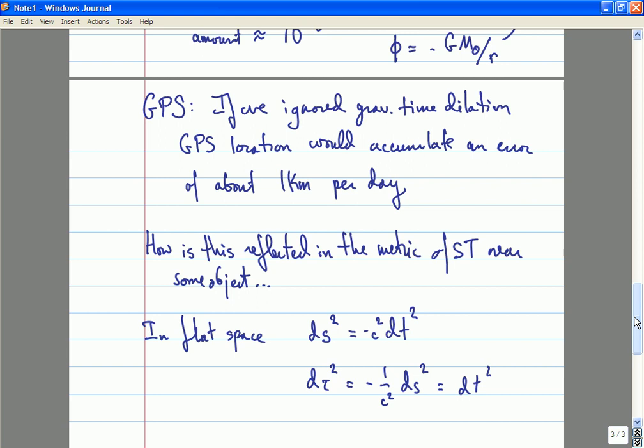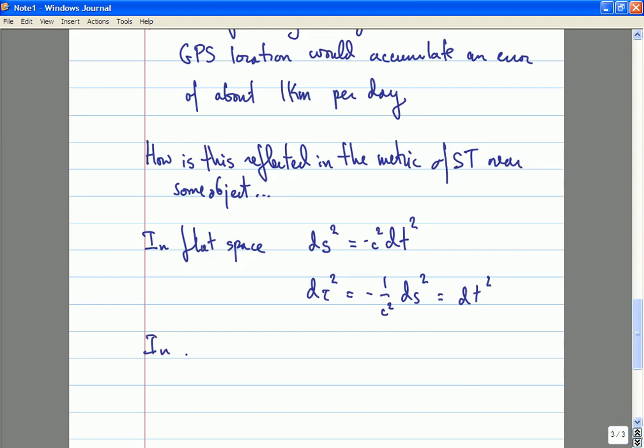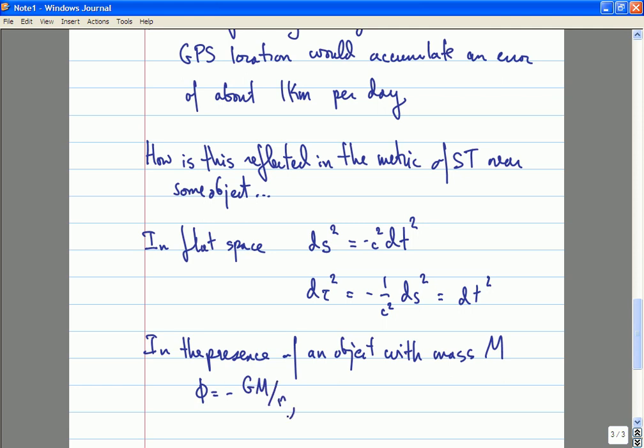So, in the presence of an object, say, with mass m, so that phi is equal to minus GM over r, then the metric of spacetime must be different. And what does it mean for the metric to be different? It means that this invariant interval that we use to measure proper times must change. It must be a function of radius. It must be a function of r.